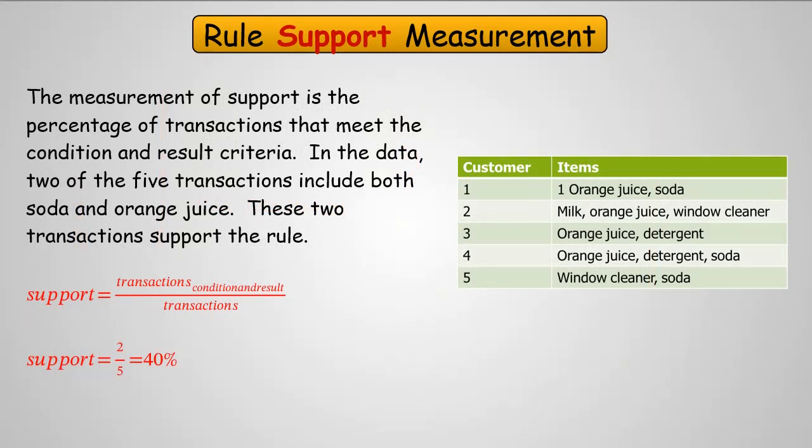The measurement of support is the percentage of transactions that meet the condition and result. So in the data, 2 of the 5 transactions include both soda and orange juice. So these 2 transactions support the rule. Support is equal to the transactions that meet the condition and the result divided by the total number of transactions, or 2 over 5. In this case, 40% of people who purchase orange juice also purchase soda.